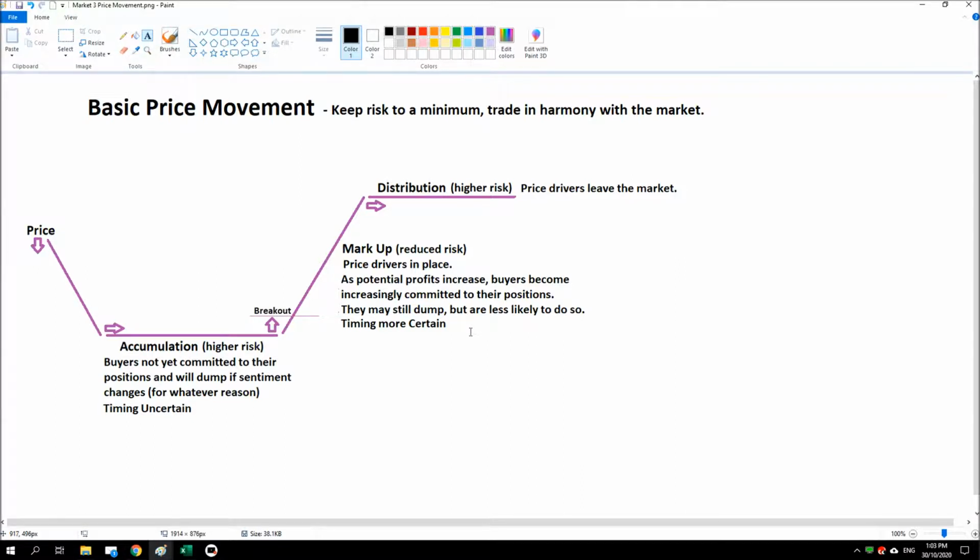And then during the distribution phase, at some point the buyers will sell, especially if they've been bought by active professionals who are really in the market for capital gains and they're not really there to collect dividends. They will sell at some point, and during that distribution phase, risk becomes higher. You don't know what will happen when these price drivers leave the market, whether the stock will be strong enough to hold itself up without them in the market defending price against supply.